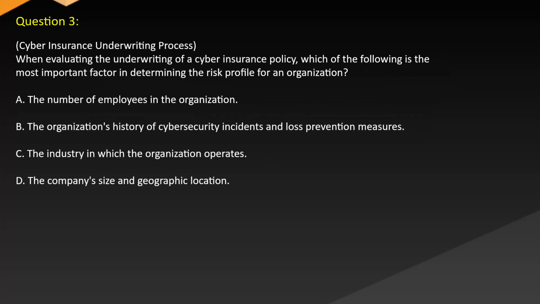Question 3. Cyber insurance underwriting process. When evaluating the underwriting of a cyber insurance policy, which of the following is the most important factor in determining the risk profile for an organization? A. The number of employees in the organization. B. The organization's history of cybersecurity incidents and loss prevention measures. C. The industry in which the organization operates. D. The company's size and geographic location.